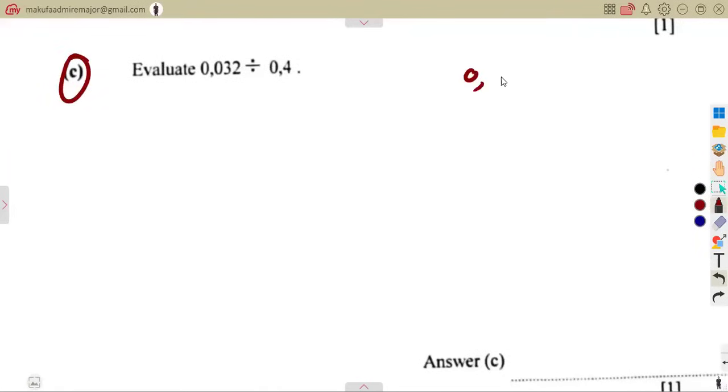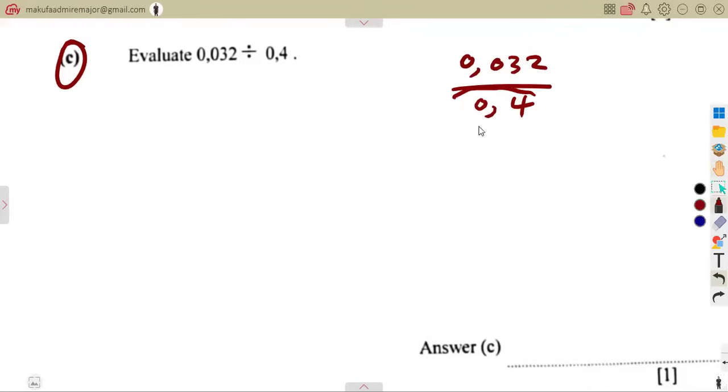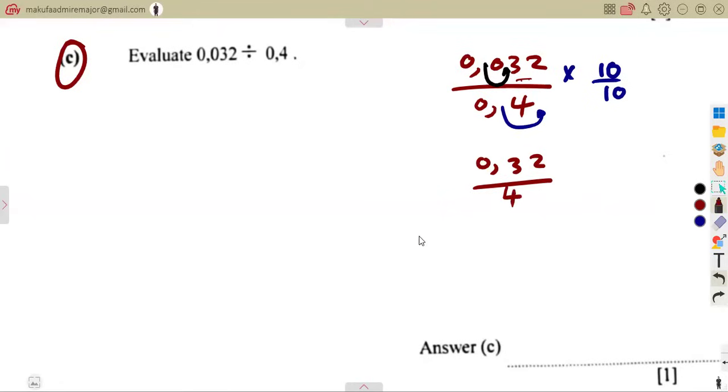Evaluate C, that is 0,032 divided by 0,4. When working with decimal division, it is best that you have the number in the denominator as a whole number. So we just have to check how many decimal places we are having. One decimal place, we only have one digit. So we are going to multiply by 10 over 10. Multiplying by 10 on the numerator, we are just going to move the decimal, that is the comma, one place to the right. So it's going to be 0,32, everything over 0,4 times 10. Remember, the purpose of multiplying by 10 is for us to obtain the whole number. So we are remaining with a 4.